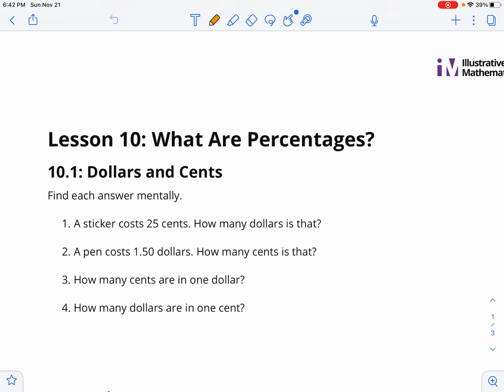The first activity is called Dollars and Cents, and it says find each answer mentally. A sticker costs 25 cents. How many dollars is that? A pen costs $1.50. How many cents is that? How many cents are in $1? And how many dollars are in 1 cent? Go ahead and take a minute, pause this video, and answer these 4 questions.